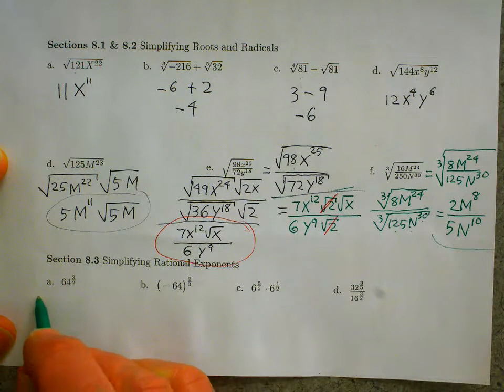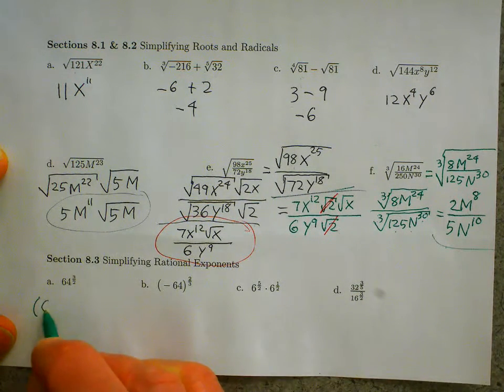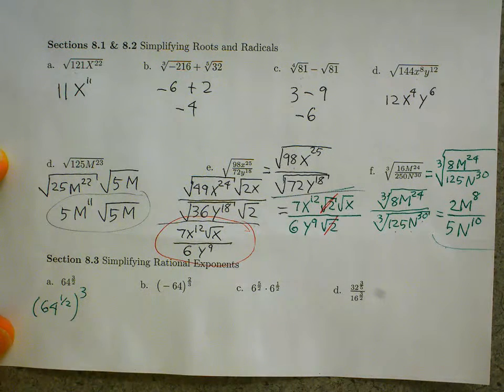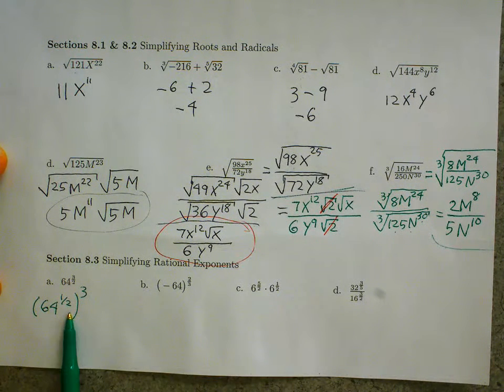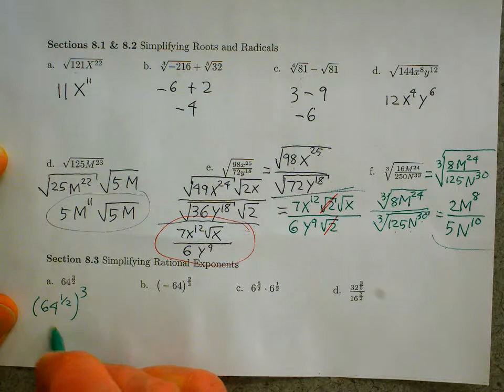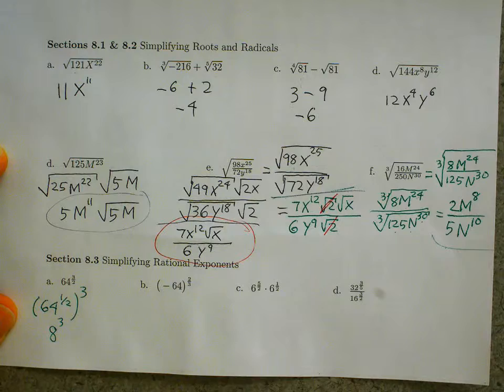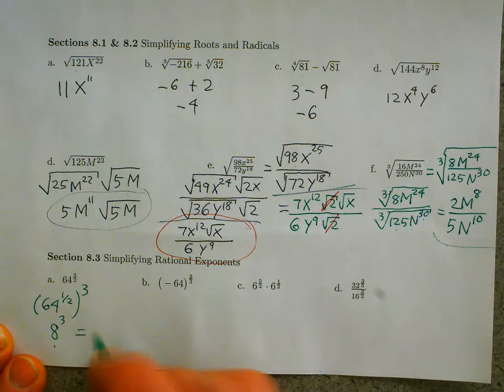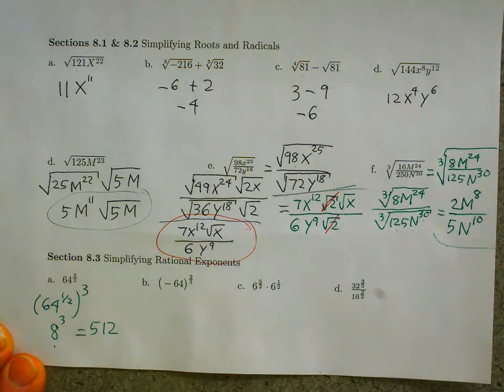So think of this as 64 to the 1/2 and then to the 3rd. 64 to the 1/2 is the square root of 64, which is 8. And then we simplify 8 to the 3rd. So 8 times 8 is 64, and then 64 times 8 is 512.